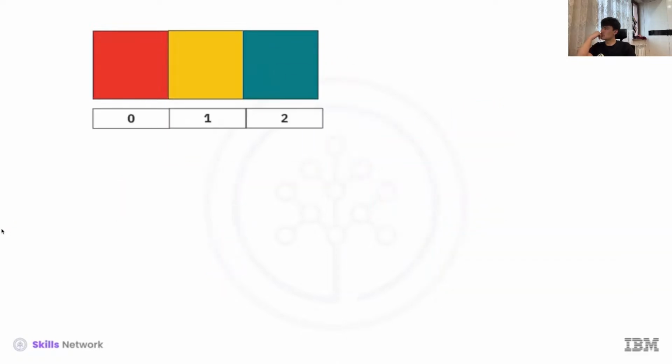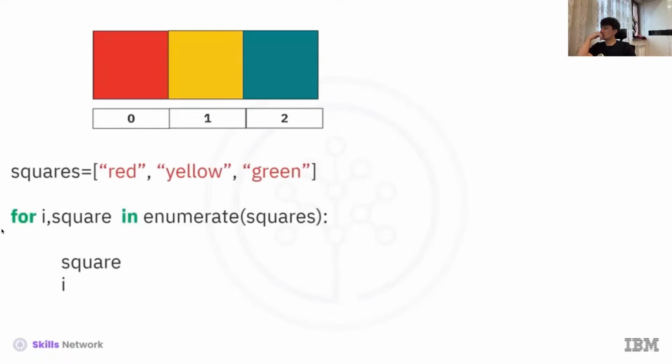A useful function for iterating data is enumerate. It can be used to obtain the index and the element in the list. Let's use the box analogy with the numbers representing the index of each square. This is the syntax to iterate through a list and provide the index of each element. We use the list squares and use the names of the colors to represent the colored squares.